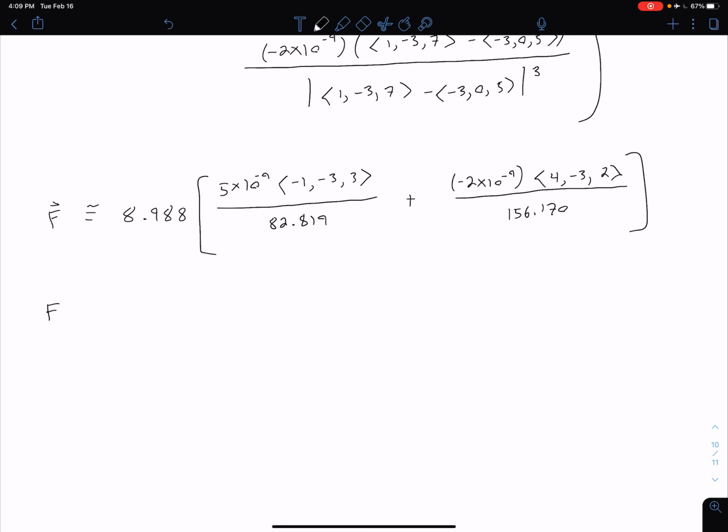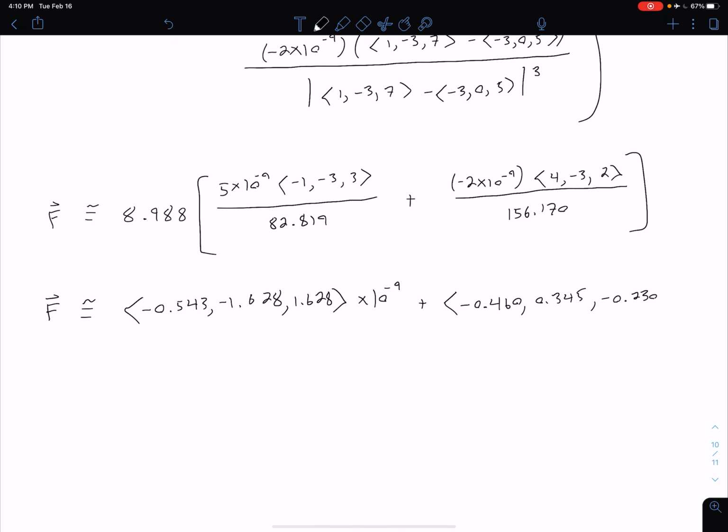Okay, so now what we can do is we can get 2 vectors. And the reason I want to do that before adding is we can look at the component due to Q1 and the component due to Q2. So the first term from Q1 is going to be approximately negative 0.543, negative 0.1628, and 1.628. And so that's times 10 to the minus 9. And then for our second term, we have approximately negative 0.460, 0.345, and negative 0.230, and this is also multiplied by 10 to the minus 9th.